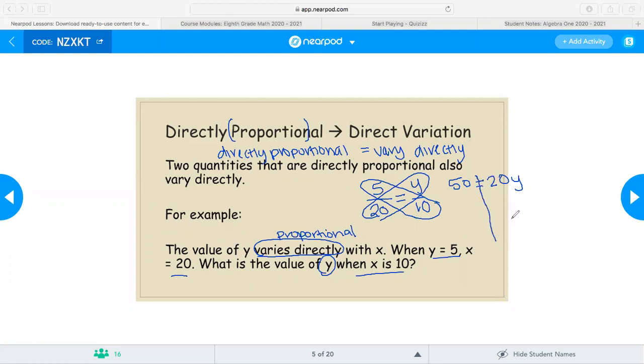So what would I do from here? Divide. I'm going to divide both sides by 20. Because 20 is multiplied to y, I know I can divide it to get it off of it. So 50 divided by 20 will give me 2.5 equals y. Here's my answer. That's what y equals.